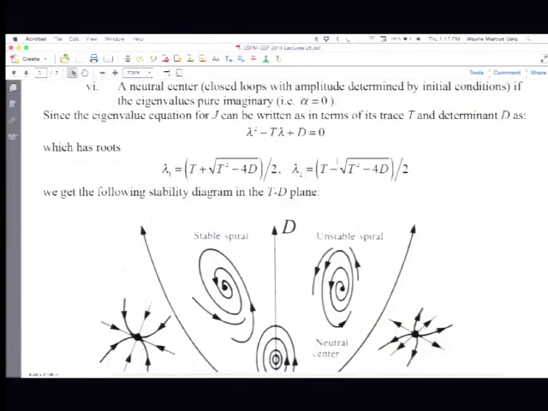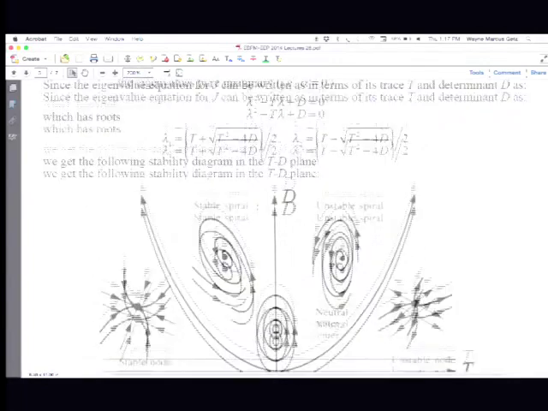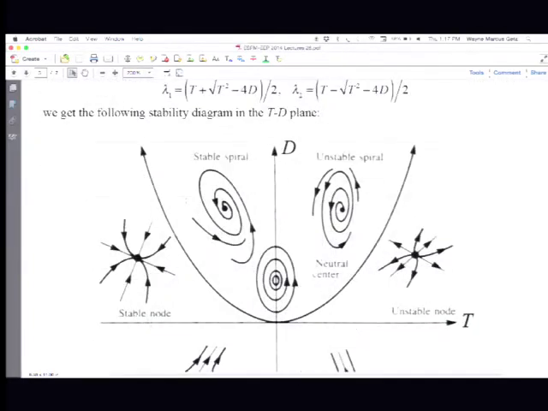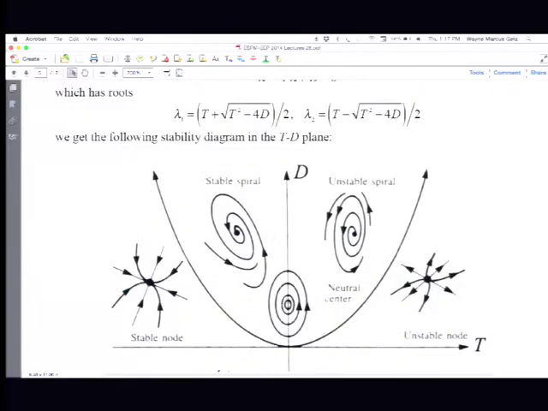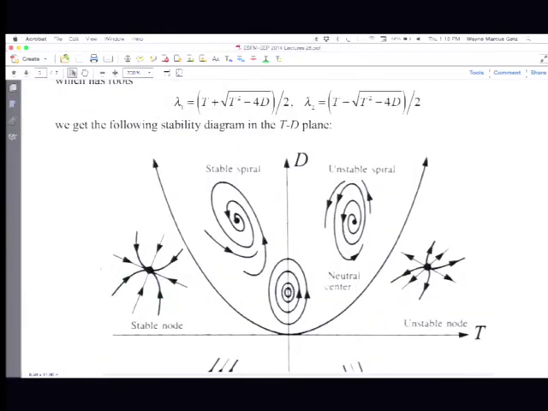This is a plus sign here, and this is a minus sign. So remember, in the quadratic formula, it's always a term over here, plus or minus this discriminant. That's how you get the two roots. So this is just your basic algebra of quadratic equations. From that algebra, you can work out that above this line, d is positive. If t squared is greater than 4d, so you're below this line but d is still positive, then both roots will be positive or both roots will be negative. If both roots are positive, it's an unstable node. If both roots are negative, it's a stable node.